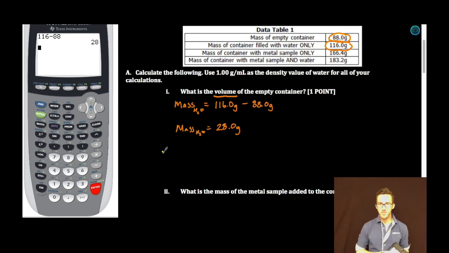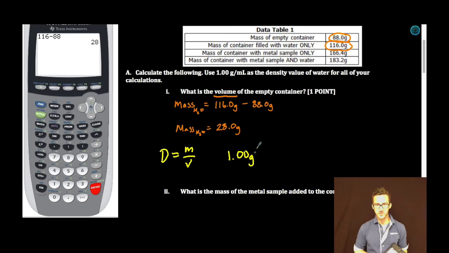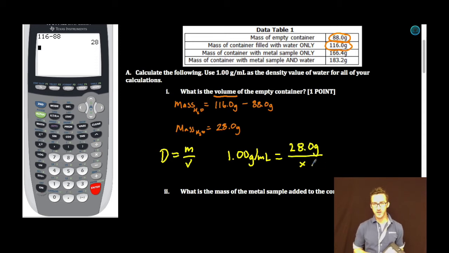All right, now that we know the mass of the water, we're going to use the formula for density to determine the volume of water. And if we know the volume of water, we also know the volume of the empty container. The density of water is 1.00 grams per milliliter. That's equal to 28.0 grams over X. Don't even need a calculator for this. 28.0 divided by 1, 28.0 milliliters. Boom. Let's keep going.